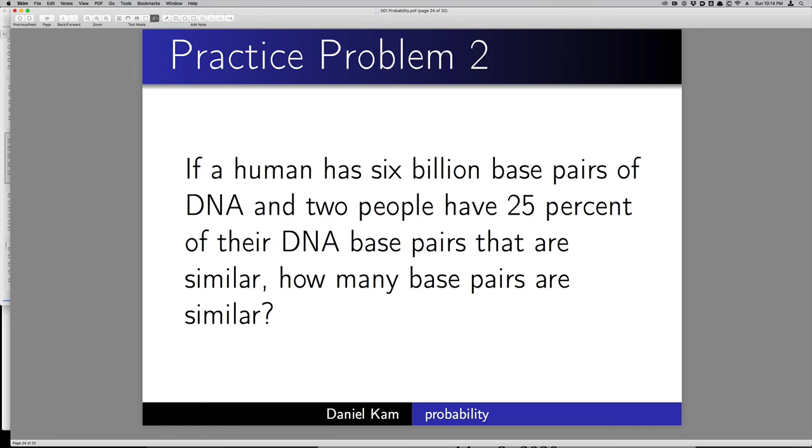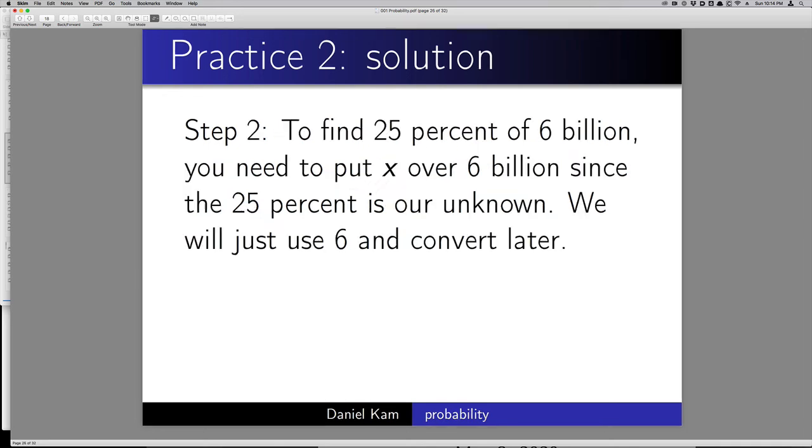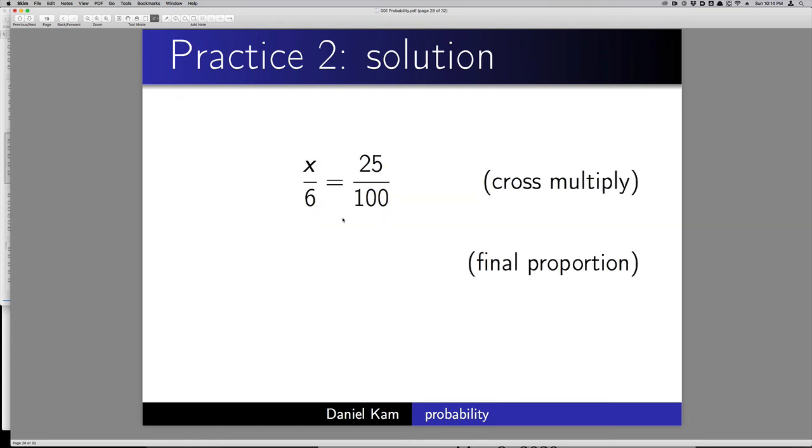So in this particular problem, the way you would do it again is you would set it up as 25 over 100 because 25 divided by 100 is equal to 25%. Then you would put x over 6 billion again because we're trying to find what is 25% of 6 billion. So again, it's going to be x over 6 and 25 over 100, and we're going to cross multiply them. So x times 100 is 100x, and 6 times 25 is 150. So we're going to have 100x equals 150. And then again, we're going to divide both sides by 100.